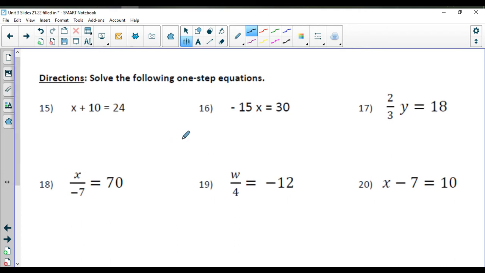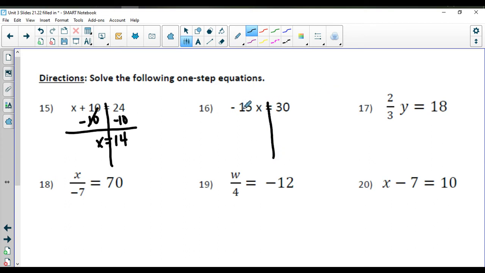The last couple here are one-step equations. As I asked you to do in the notes packet, we're going to write our work, drop a line down. X is what I'm trying to get by itself. There's a plus 10, so I need to do a minus 10. What you do to one side, you do to the other side. So you get x equals 14 here.